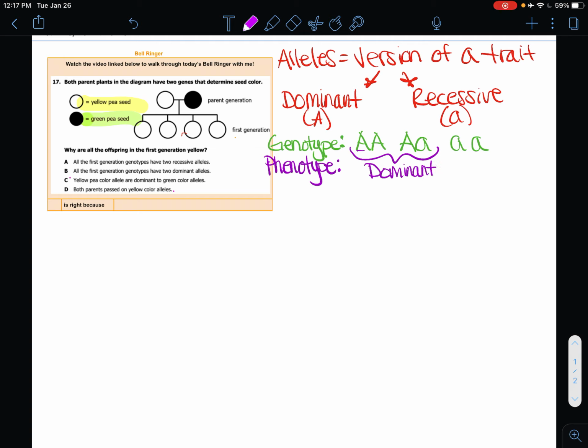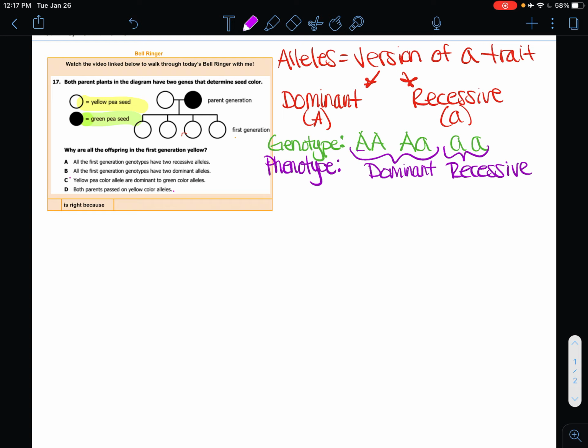phenotype. Now, where this question is so tricky is they don't tell us which one's dominant. They don't tell us if yellow is the dominant trait or if green is the dominant trait. And that's kind of what the question's asking anyway. So we have to figure that out ourselves. And as long as there's no capital letters present, as long as they are both lowercase, you're going to see the recessive phenotype.